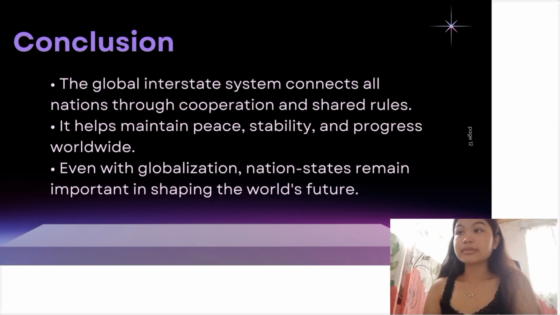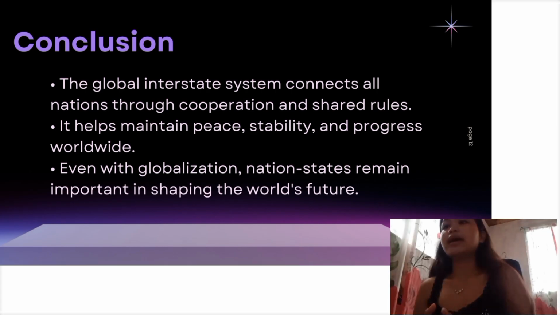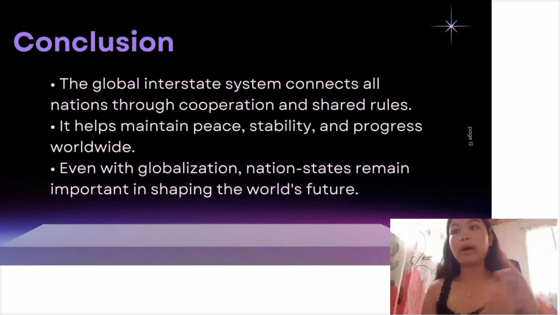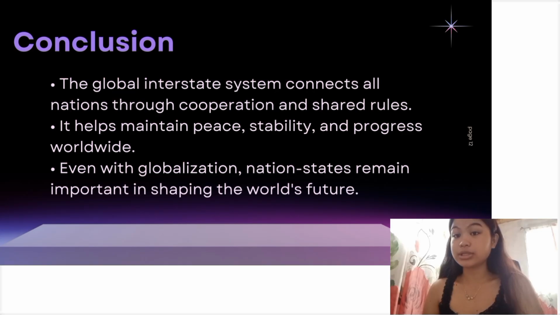Globalization doesn't destroy countries. It connects and transforms them, making them part of a larger global system where power, cooperation, and responsibility are shared among states and international institutions. That would be all.